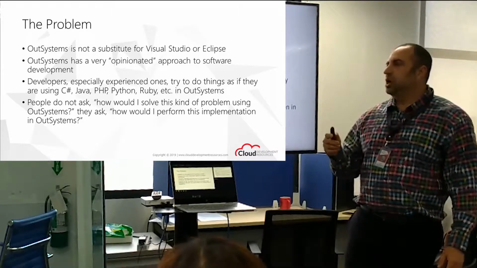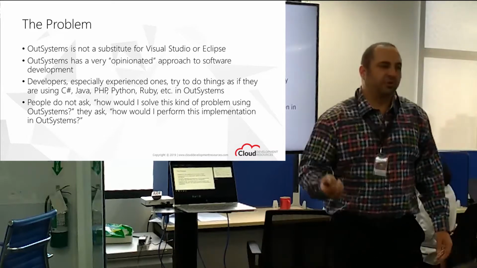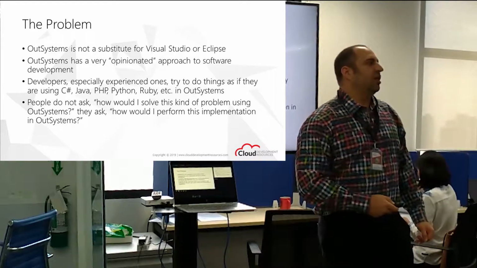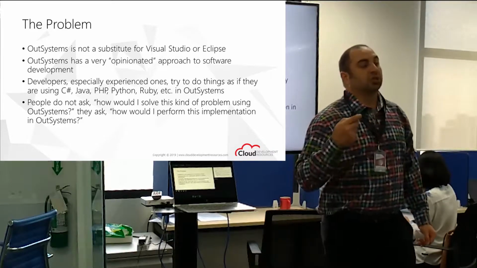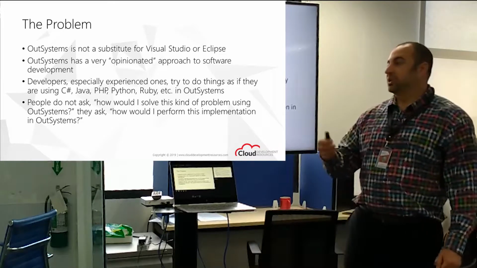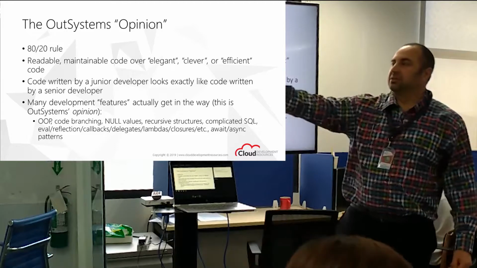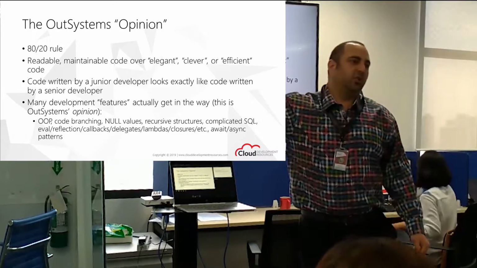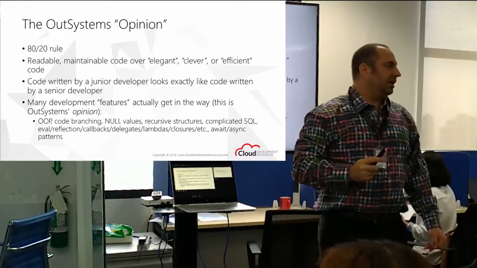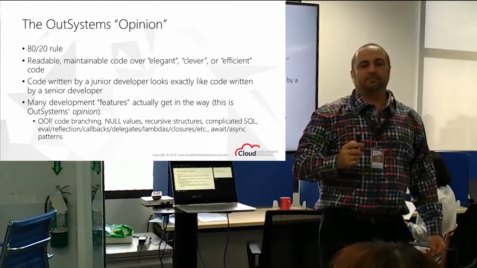So what we want to do is learn the OutSystems way of approaching problems so that we're less frustrated and we can get our work done quicker with less pain, misery, and anger. So the OutSystems opinion on things. They follow what's called the 80-20 rule. Can somebody explain to me what the 80-20 rule is?